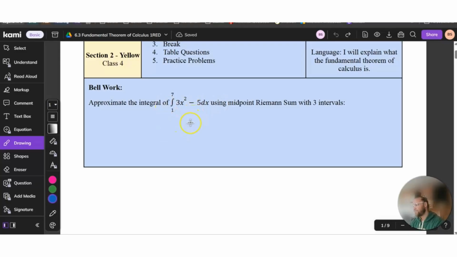All right, so, guys, if I'm going from 1 to 7 with 3 intervals, how wide is each interval? 2. Thank you. So, if I'm doing midpoint Riemann sums, I'm going to do the width of 2 times, let's think about this. I'd go from 1 to 3, then to 5, then to 7. So I want 2, 4, and 6. So my heights are f of 2 plus f of 4 plus f of 6.